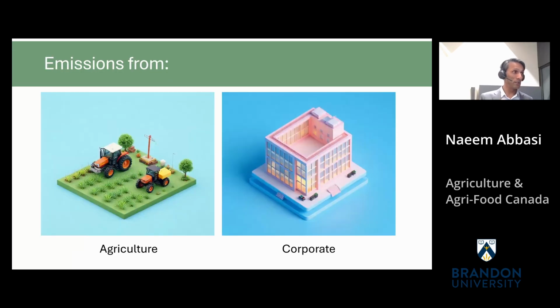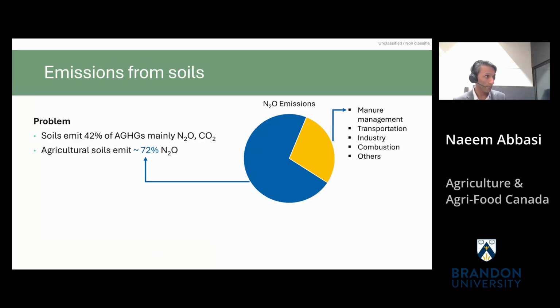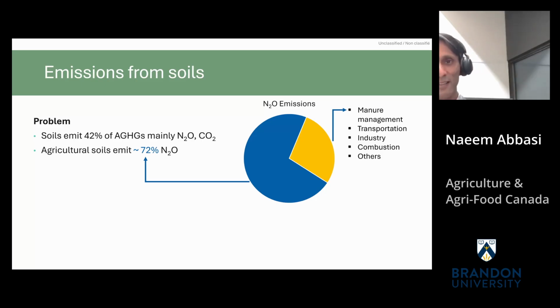Next, today I'm going to talk about emissions from two different sectors, not comprehensively, but I will touch base on some of them. One is agriculture, two is the corporate sector. So let's just jump right into the first one, that is agriculture. So the problem is that nitrous oxide is a big problem. It's a big greenhouse gas. It is 265 times more potent than CO2 emissions. And our soils are deficient of nitrogen. So the most applied fertilizer is nitrogen in our agriculture sector.